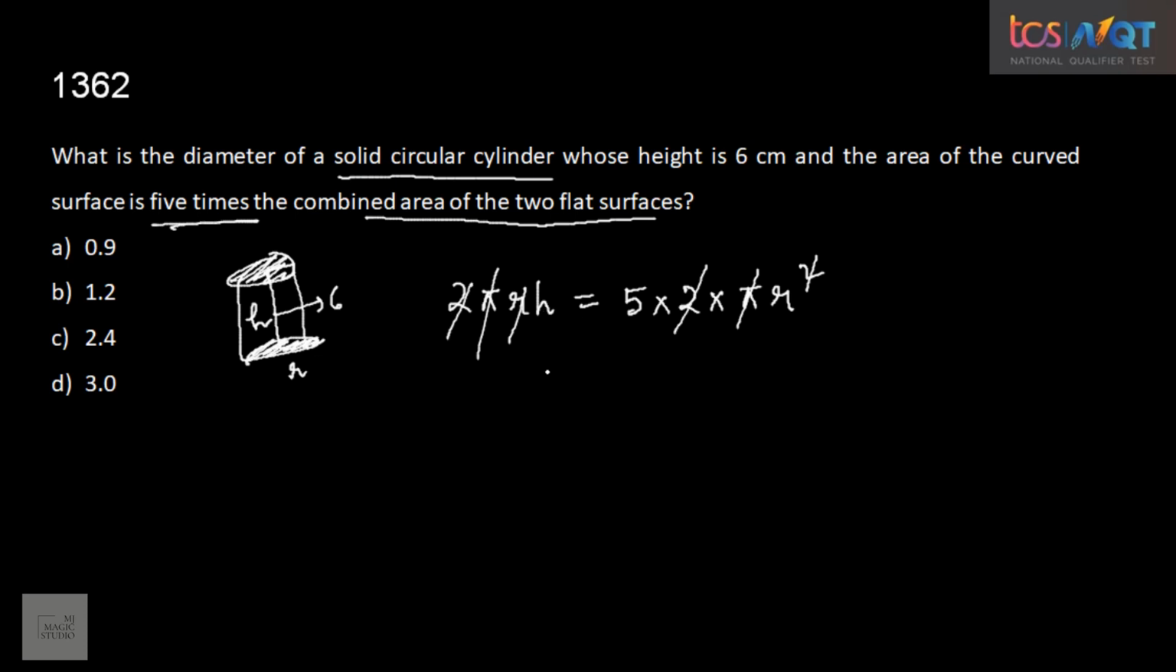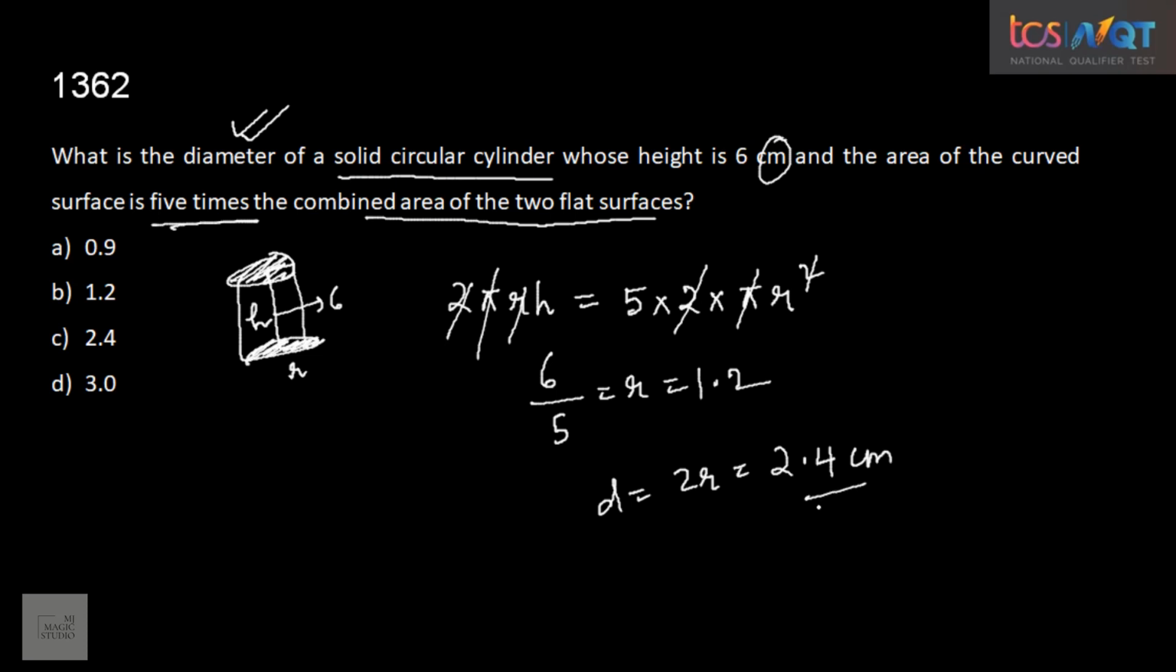then what we'll get? H is 6. 6 by 5 is equal to the radius. Radius is 1.2. They're asking about the diameter. Diameter is 2 times the radius. 2.4 centimeter is the diameter, that is in option C.